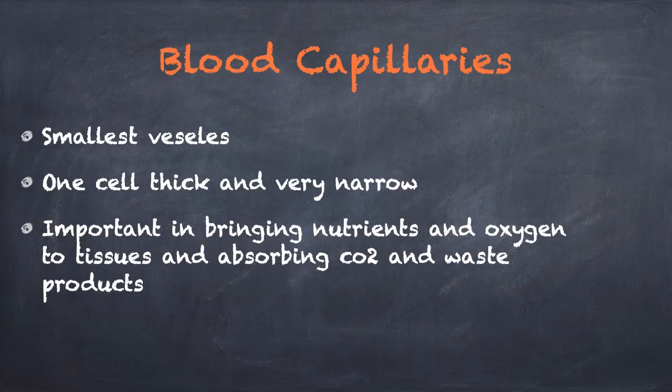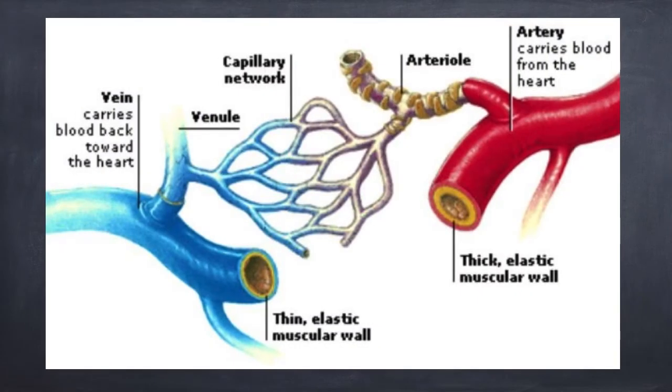Now coming to blood capillaries, the smallest blood vessels with one cell thickness. Capillaries bring nutrients and oxygen to tissues and absorb carbon dioxide and waste products. Here is a very clear image of capillaries connecting the veins and arteries. Capillaries act as a bridge between arteries and veins.